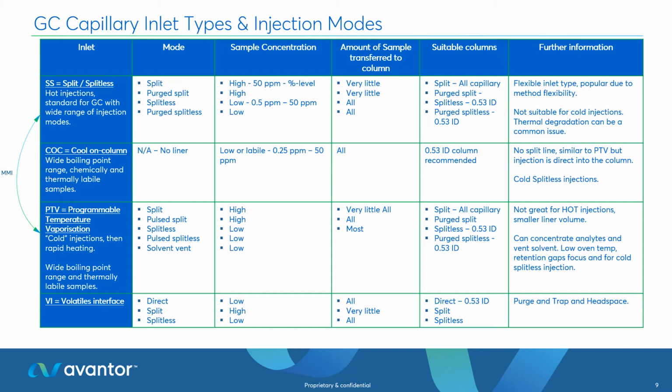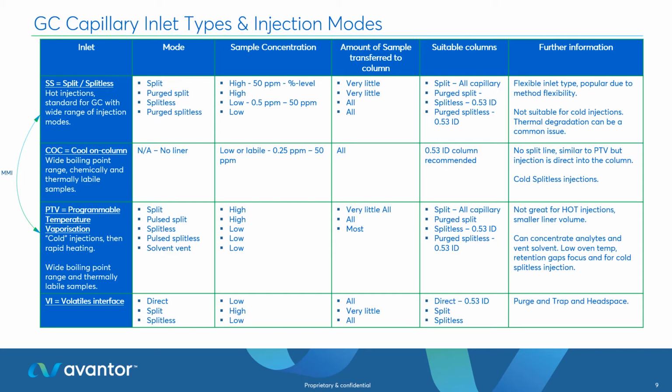This is where you inject the sample directly onto the column. Therefore, there is a complete transfer of the sample onto the column, which means that we get very good sensitivity, typically ranging down to 0.25 ppm, parts per million. The disadvantage with this approach, though, is that in order to inject onto a column, we need a wider bore column, so typically a 530 micron ID column. It doesn't use a split line because all of the sample goes onto the column.